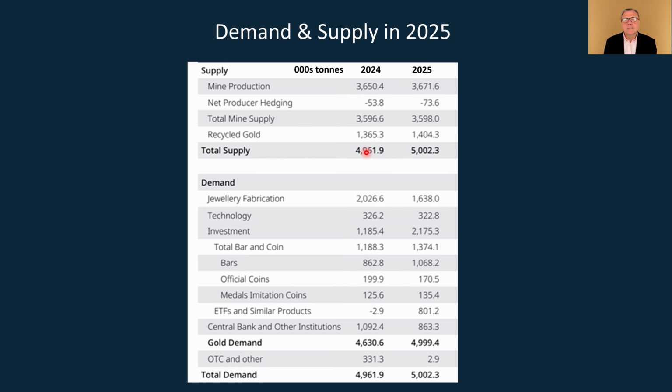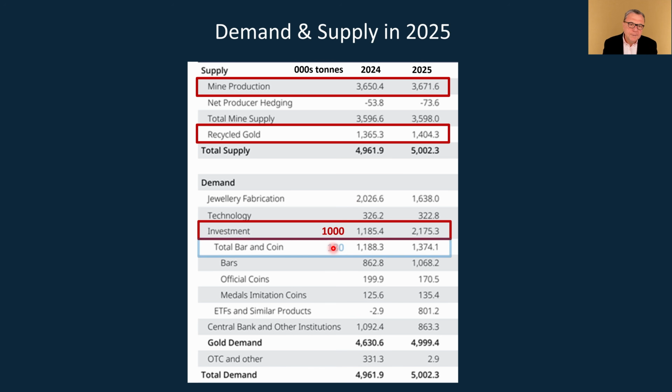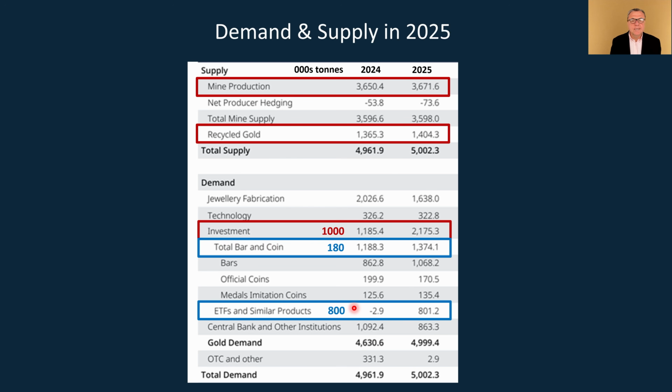Now we can see that total supply hasn't increased very much. Mine production is not much over the last year. Recycling of gold is not much higher. But when we come down here to demand, there's something very interesting, and that is that investment demand is way up, 1,000 tonnes over the last year. And that is 180 tonnes into total bar and coin demand, and about 800 tonnes into ETFs.